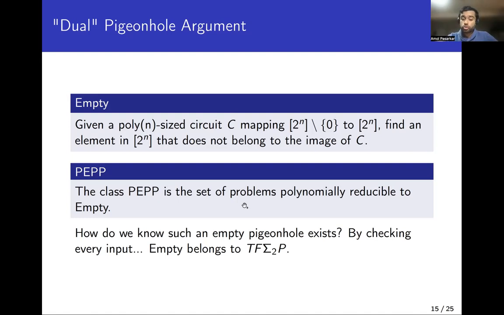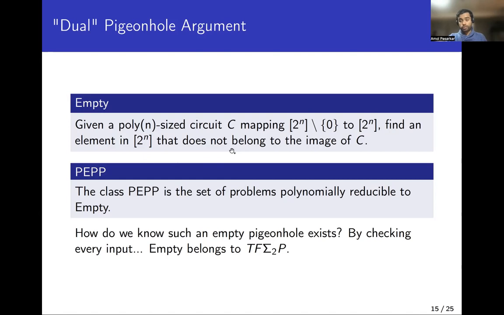And this idea was first introduced in the work of Mitropolsky, Kortin, Kleinberg, and Papadimitriou. And they defined this problem empty, given here. It was very similar to pigeonhole circuit. The only difference is that this concisely represented circuit C maps a smaller input space to a larger range. In particular, it excludes the element 0 in the input space, but the element 0 is actually included in the output space here. So the challenge becomes to find an element in the output space that does not belong to the image of the input space.